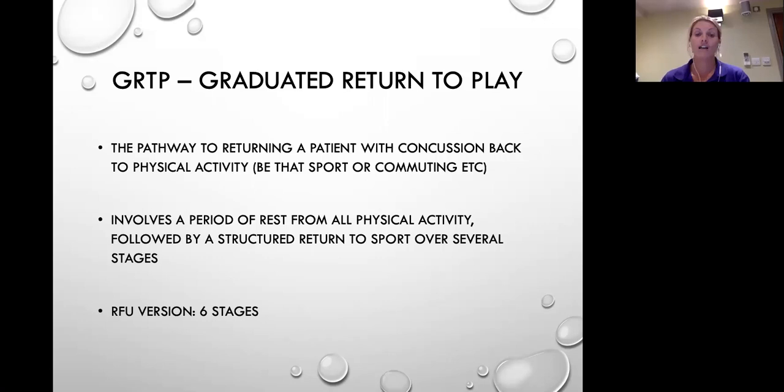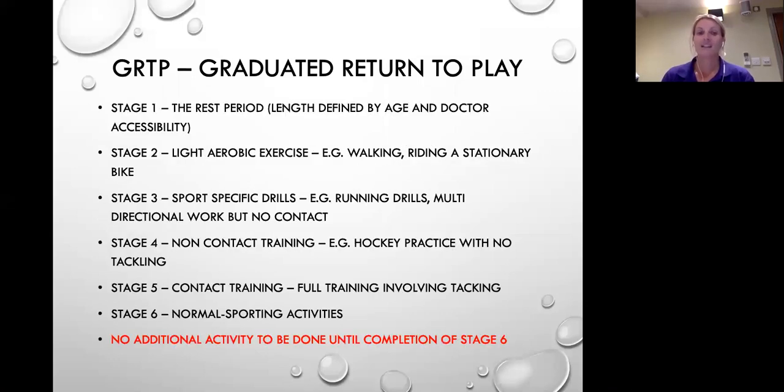Then over time, following a certain structure, you return them to sport, but the stages get more complex. So the RFU, for example, has a 6-stage return to sport. So stage 1 is that stage I was talking about, where it's complete and utter rest. And the length of that period, as I'll come on to describe later, is based on how much access you've got to a doctor and the age of that patient. Stage 2 is some light aerobic exercise. So a gym bike is perfect, not a road bike because you might fall off it, or going for a brisk walk if you haven't got access to any equipment.